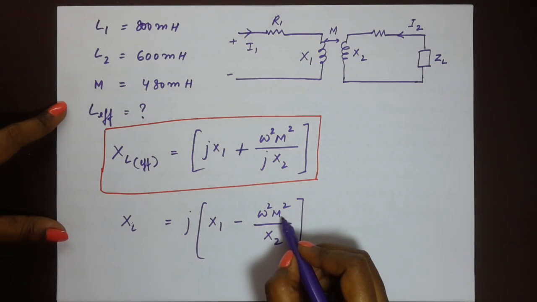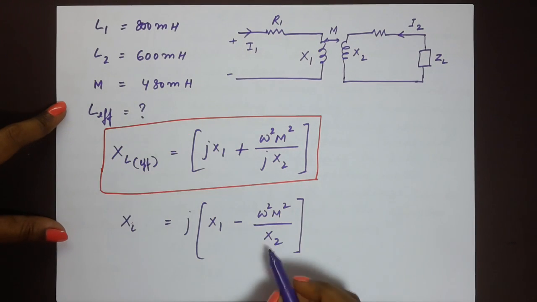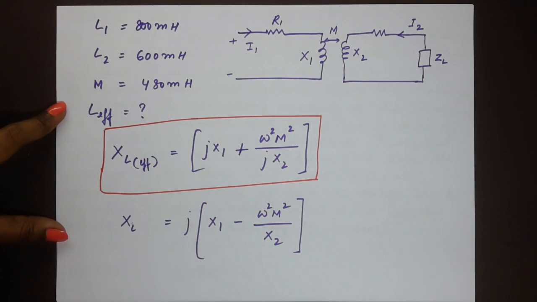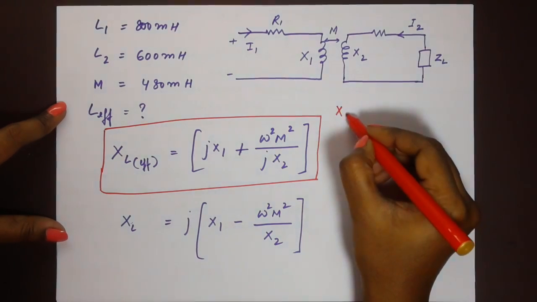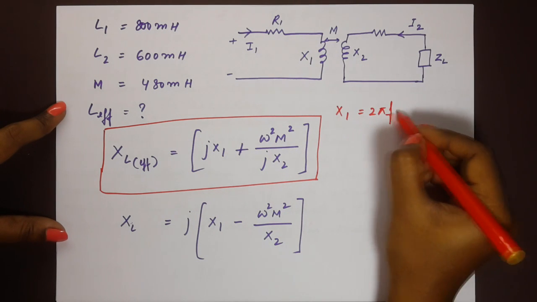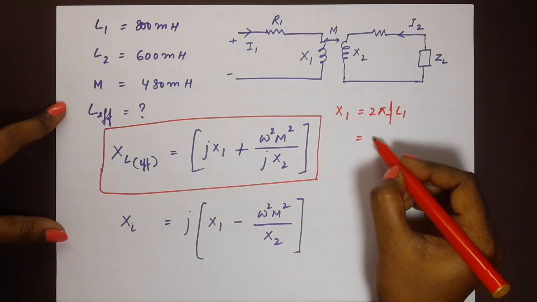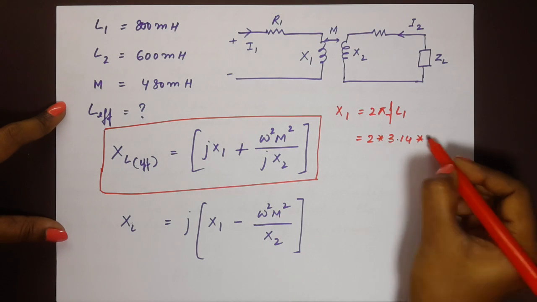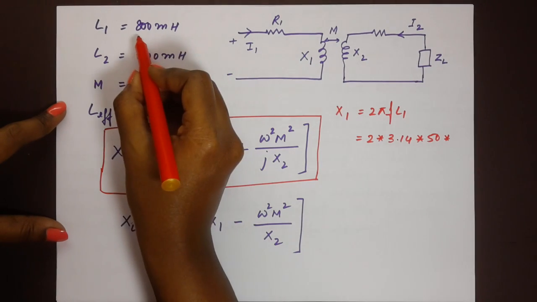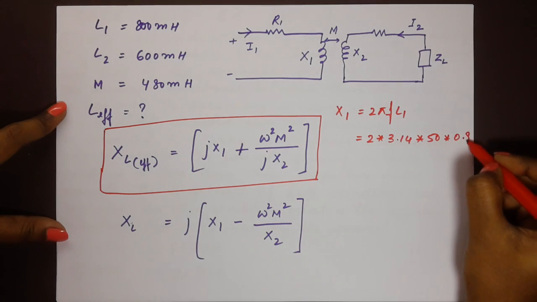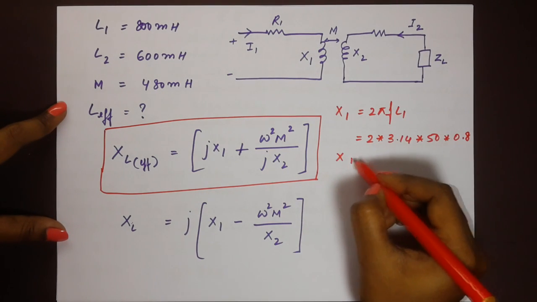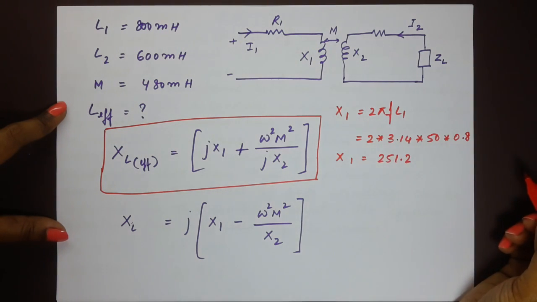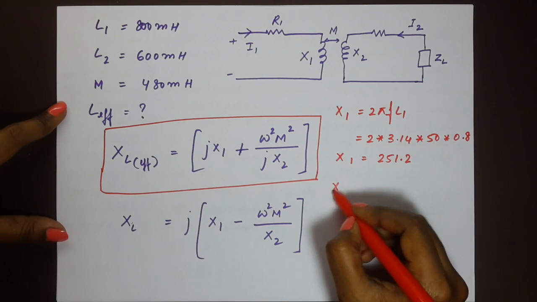Since we already have the value of M given to us as 480 millihenry, let's find out what X1 and X2 are. So here I'll write this down on the side. X1 is 2 pi f L1. So we have the value of frequency as 50. So that's 2 into 3.14 into 50 times, this is 800 milli, so that's 0.8. X1 then comes around to 251.2. So that's X1.